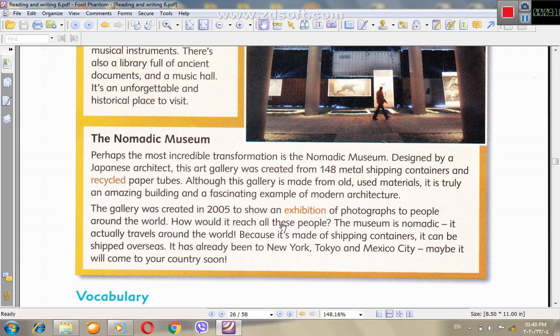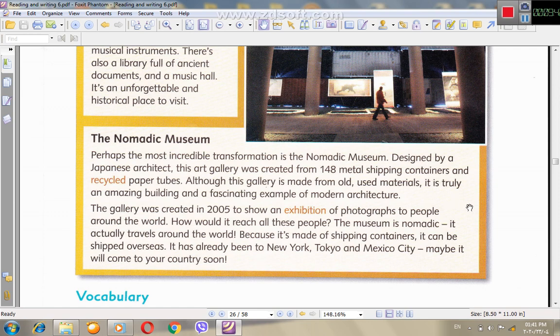How would it reach all these people? The museum is nomadic. It actually travels around the world. Because it's made of shipping containers, it can be shipped overseas. It has already been to New York, Tokyo, and Mexico City. Maybe it will come to your country soon.